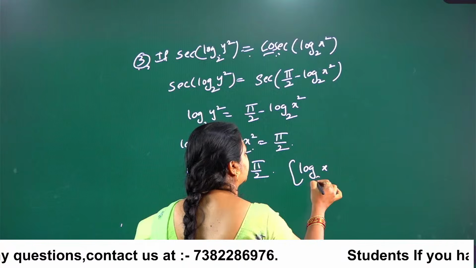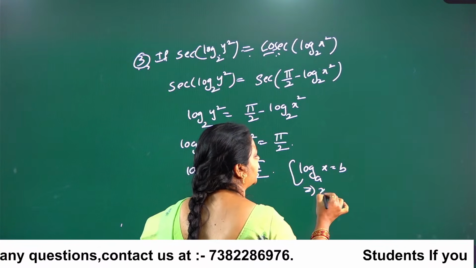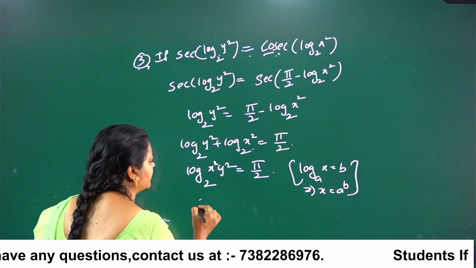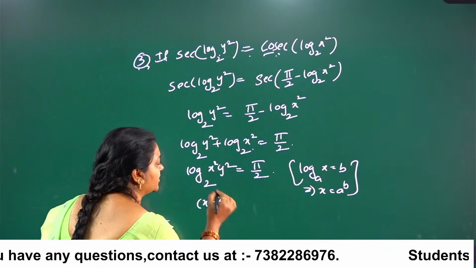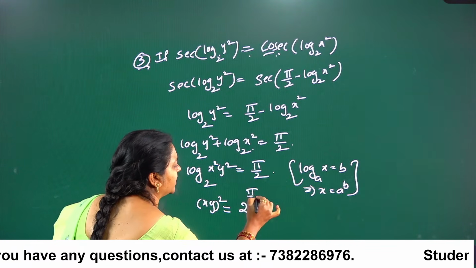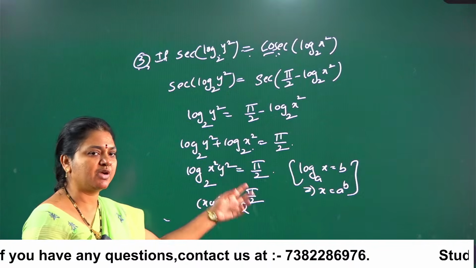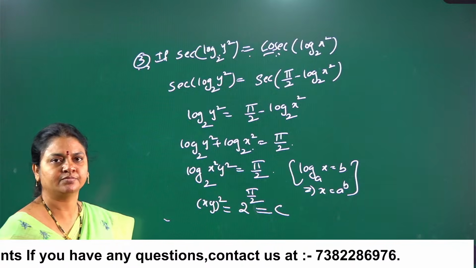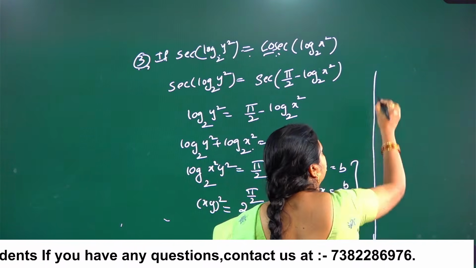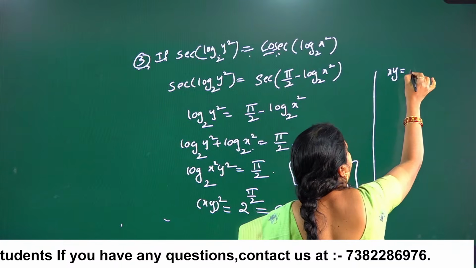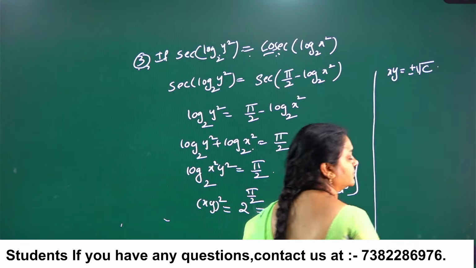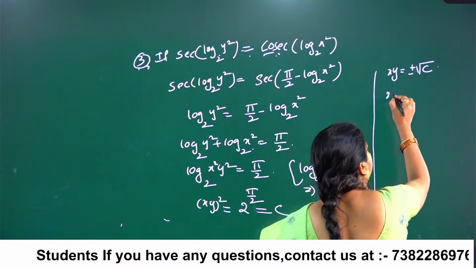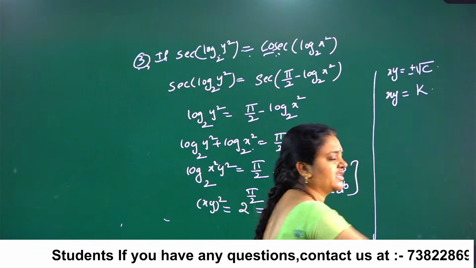Log of x base a is equal to b, then what can we write? x is equal to a power b. So from this, x square and y square, we can simply write (xy) whole square, which becomes 2 power pi by 2. 2 power pi by 2 is a constant, so let's say that is constant c. So xy whole square equals c, which means xy will be plus or minus under root of c. Again, under root of c is a constant value, so for simplification xy is equal to k.